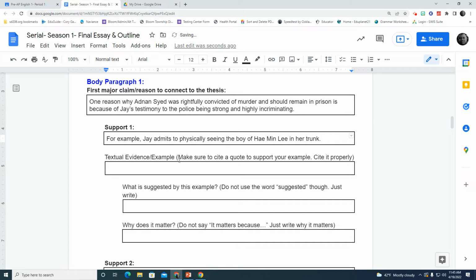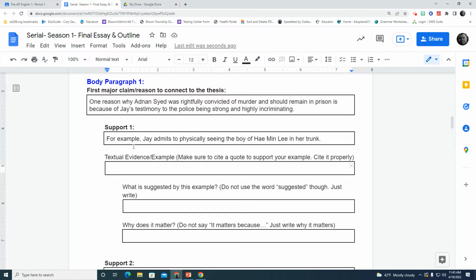Right? So that is one piece of support that I'm using to back up this idea that his testimony to the police was strong and incriminating. But it's not enough just to have support. As you know, we have to have textual evidence, or we need to elaborate on our example a little bit so our reader can trust us, right? And our argument is well supported.